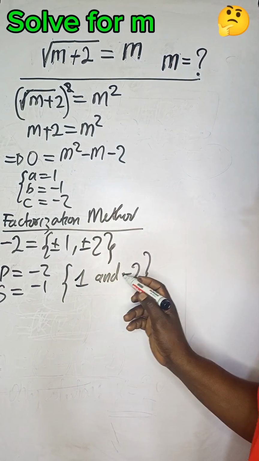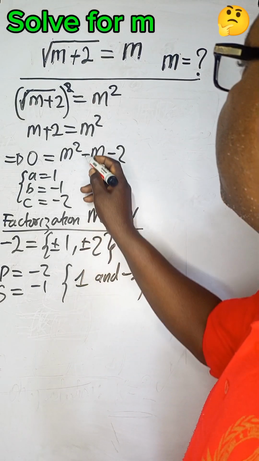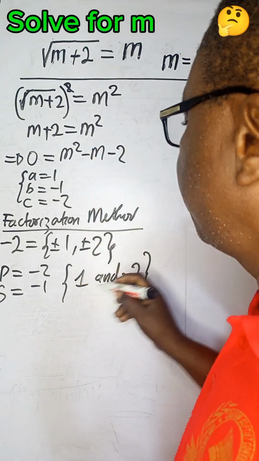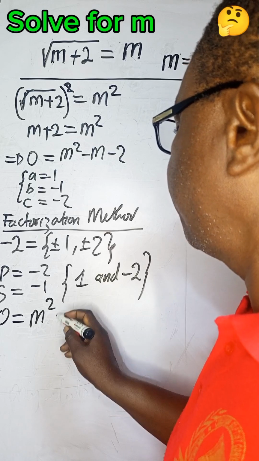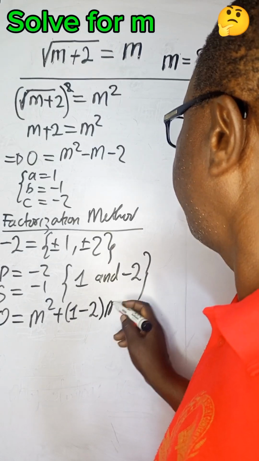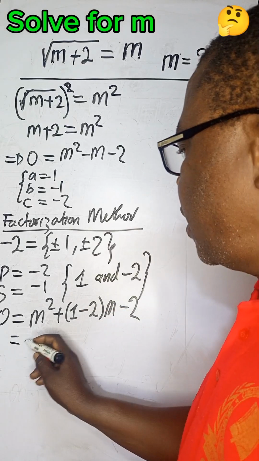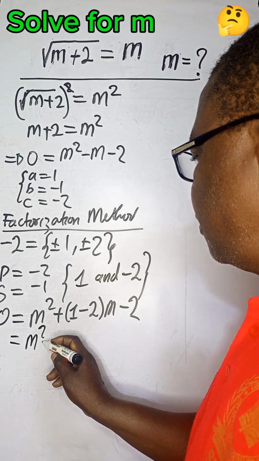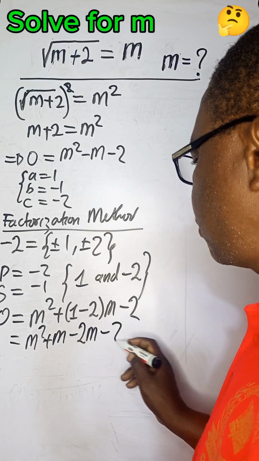If we take their product, we'll have negative 2. If we take their sum, we'll have negative 1. So in the place of negative 1, we're going to put this there. So our equation becomes 0 is equal to m squared plus 1 minus 2m minus 2. Open this parenthesis with respect to m. We have m squared plus m minus 2m minus 2.